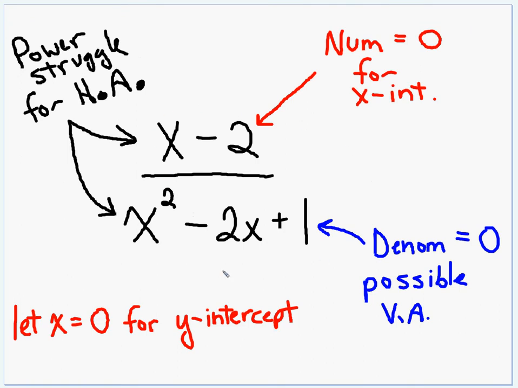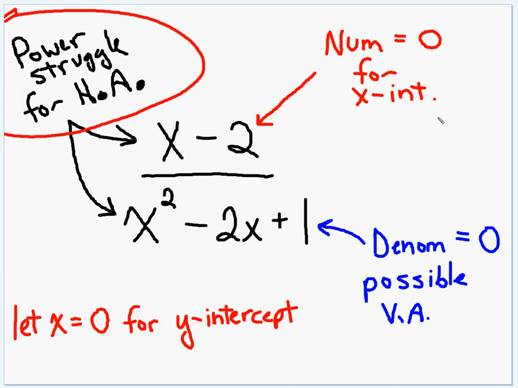I just put a function on here. For the horizontal asymptote, it's the power struggle between the numerator and the denominator. Denominator is more powerful, it's the x-axis. Numerator is more powerful, no horizontal asymptote. If it's a tie, you make a ratio of those leading coefficients.